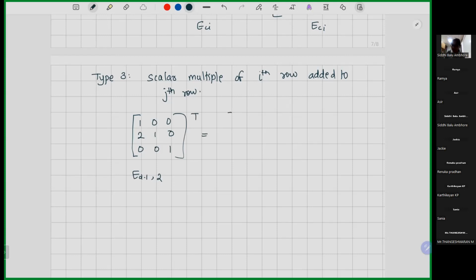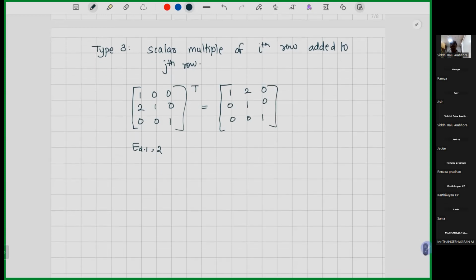And the transpose of this is what? This matrix 1, 2, 0; 0, 1, 0; 0, 0, 1. And what is this? Can somebody guess whether this is an elementary matrix or not? It is, right? Because now this is 2 times the second row added to row 1.